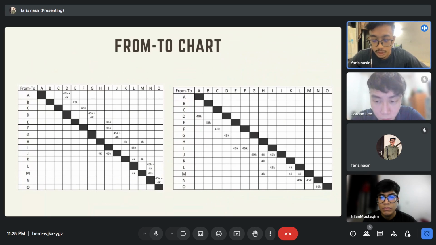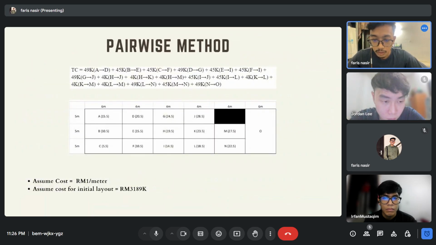So this is the from-to chart that has been developed based on the previous process. From the observation, we can see that most of the relations of the process require a price between 4K and 49K. And this is the PAYWAS method that we include in the study.